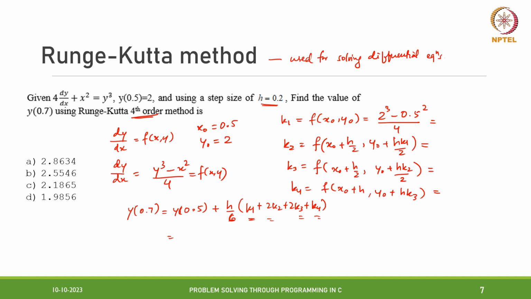Now if you calculate this entire thing, it will be 2 plus 0.2 by 6 into, you will get all the values here. Okay, now if you do that, you will get a value of roughly 2.5546. So here you will get option B. For all of these questions you have to take some time and carefully solve them so that you don't make any calculation mistakes.